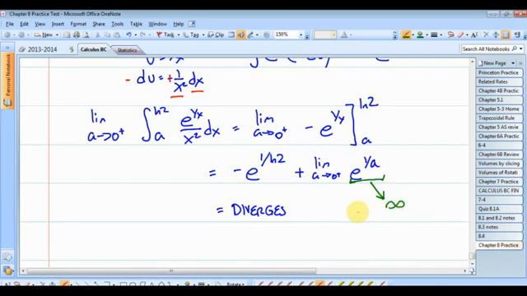Any constant over 0 approaches infinity.